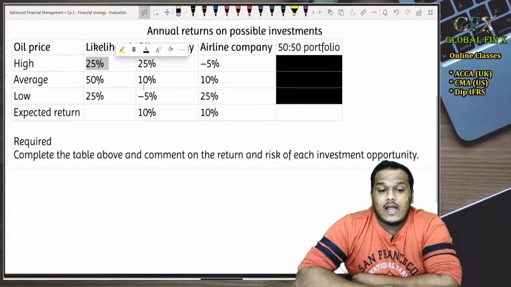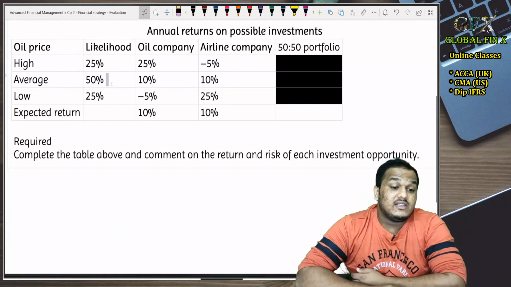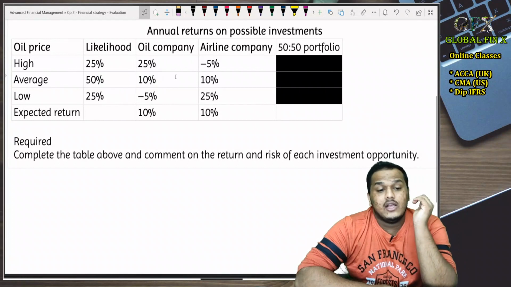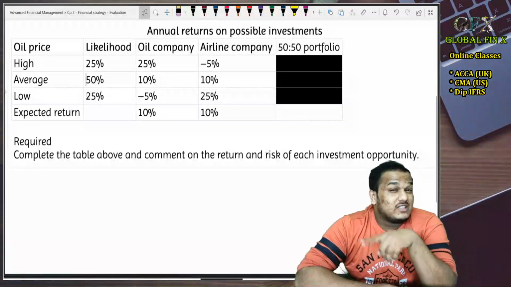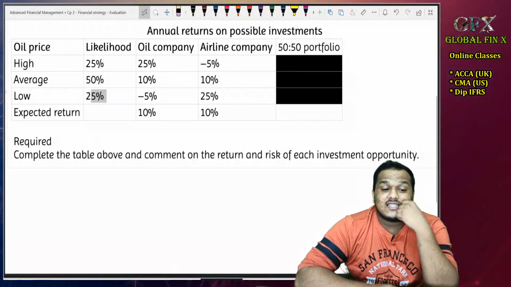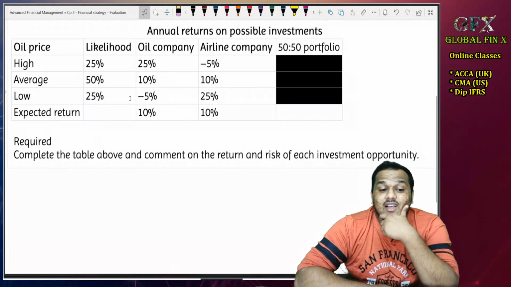And if the petroleum prices are not increasing, there is a 50% chance that petroleum prices will stay at the average level. In that case, no problem. But then again, if you have purchased the shares of an oil company, there is a 25% chance that the oil price will reduce.